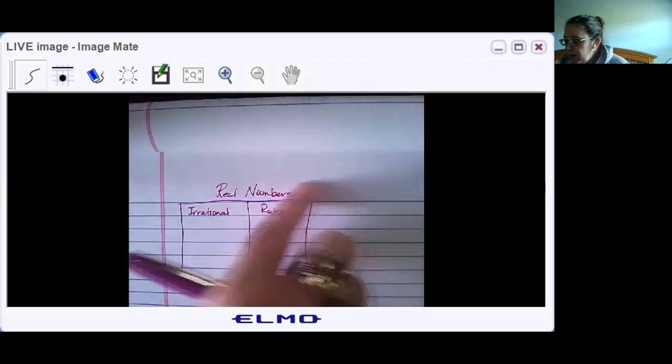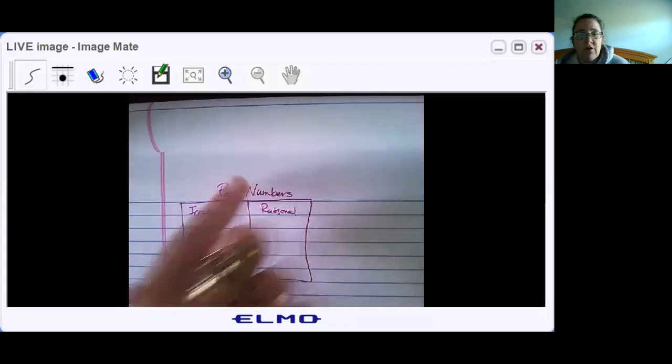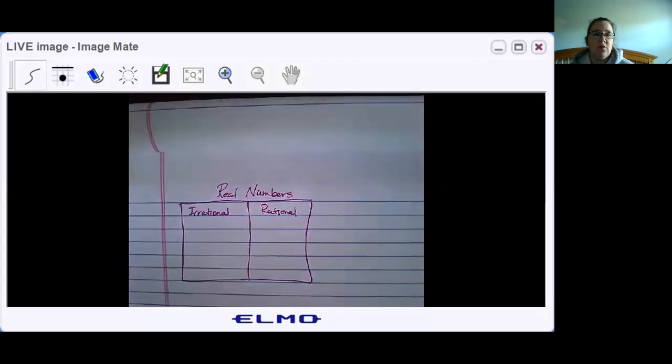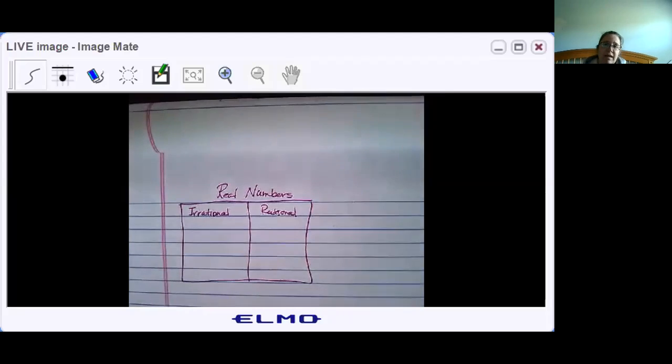So if we're looking at what we've got, any number we can think of, no matter how strange it seems, is considered a real number. So we've got a big box for our real numbers. Then our real numbers can be divided into two categories. They can either be irrational or rational. Seems straight enough. Well, what does it mean if something is irrational? Well, we have the technical definition.